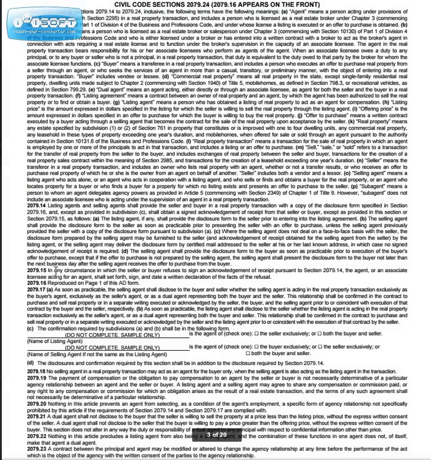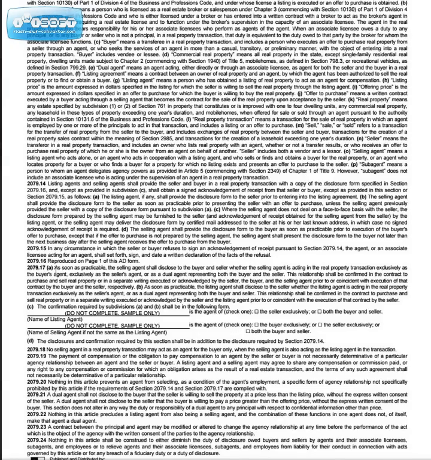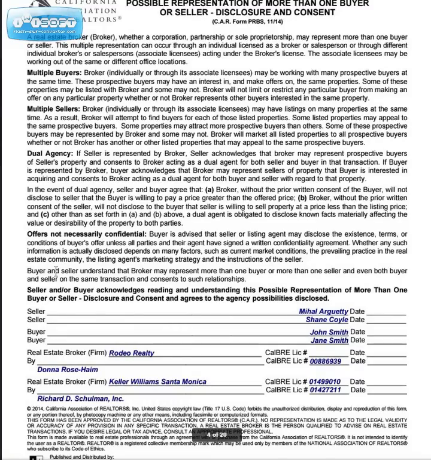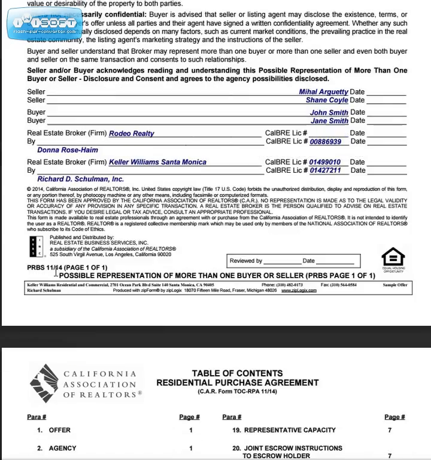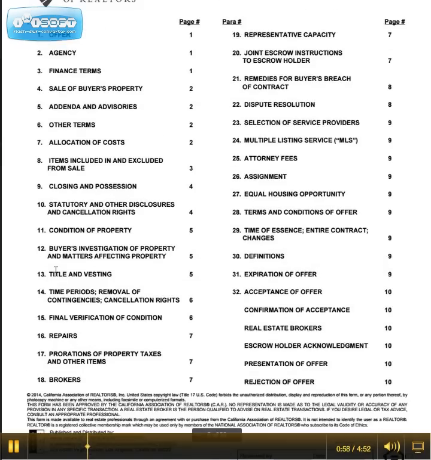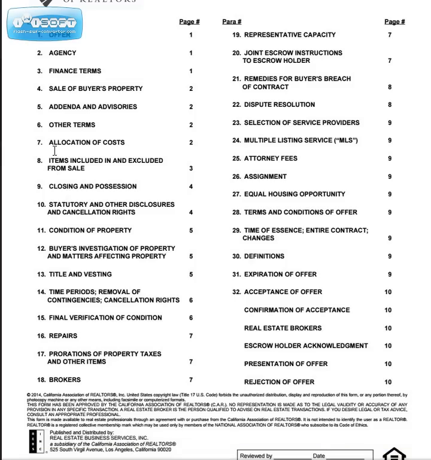This is the civil code. There's no signature or initial needed on this page. This form identifies that your broker may be representing other clients in the transaction, so you should be aware of that and read this carefully. And again, ask if you have questions regarding this. Here's the table of contents, so if you want to quickly reference, let's say, the allocation of costs or anything about repairs, you can see which page they're on.